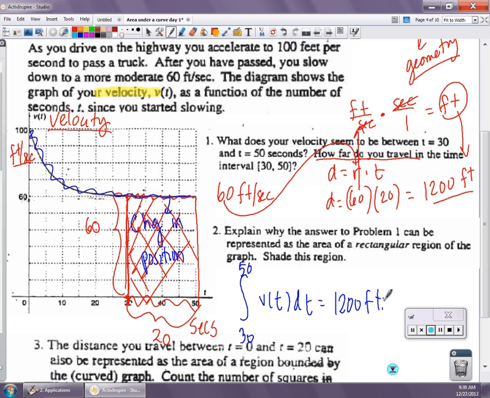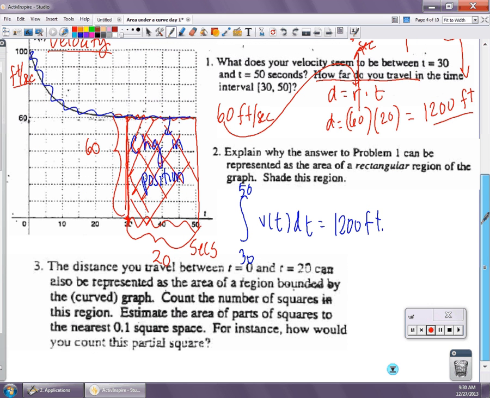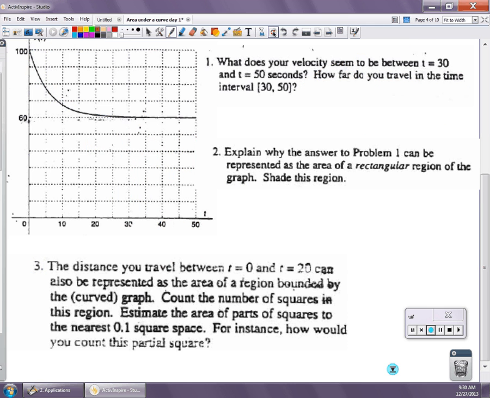All right, now we're going to reset the board here in just a second. Now we're going to move on to a different region of the graph, and as I said, I'm going to reset my board to clean it up a little bit. We're going to look at the distance you travel. I'm looking at number 3, the distance you travel between 0 and 20. So let's clear the board here. And so I'm going to mark off, here's 0, here's 20, and they want to know the distance that we travel.